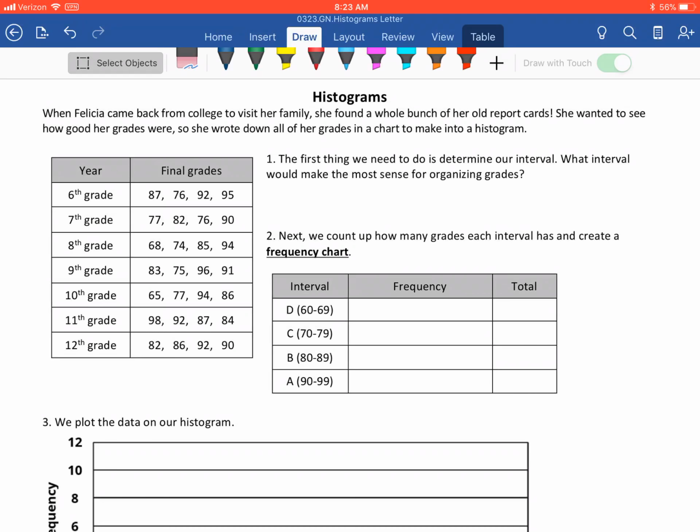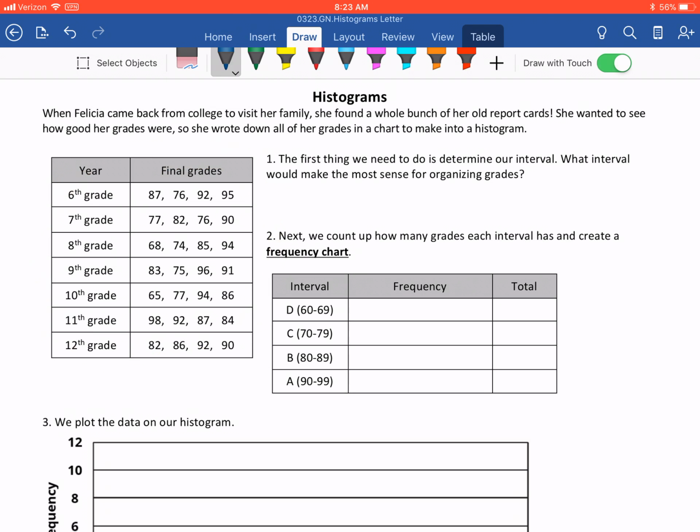So we're just going to start with our first problem. When Felicia came back from college to visit her family, she found a whole bunch of her old report cards. She wanted to see how good her grades were, so she wrote down all of her grades in a chart to make into a histogram. So if you see here, this chart here is all of her grades from 6th through 12th grade. So the first thing that we need to do is determine our interval. What interval would make the most sense for organizing grades?